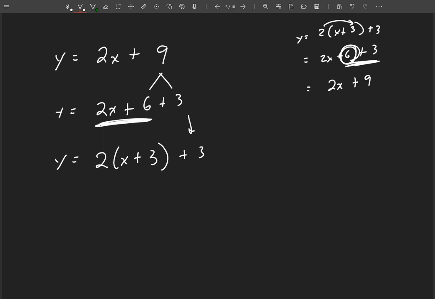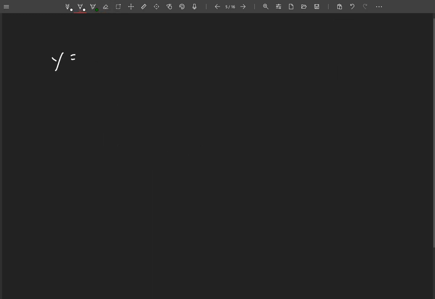Now, I realize that might be a little bit complicated, so we're going to do a bunch more examples to get good at it. Let's try this one. All right, now if you want to try this one on your own, I highly suggest doing that first and then come back and I'll work through it with you.